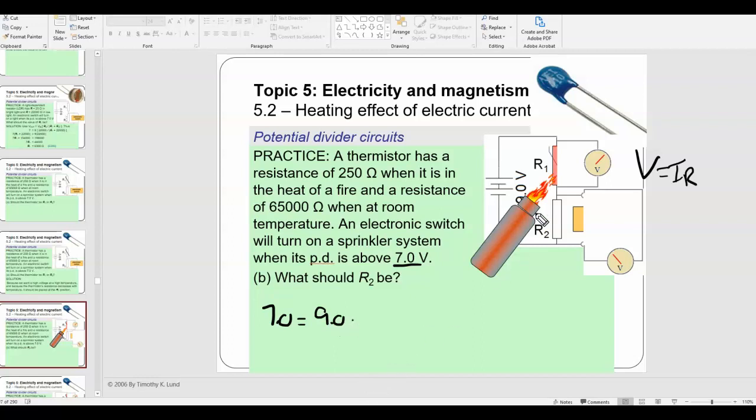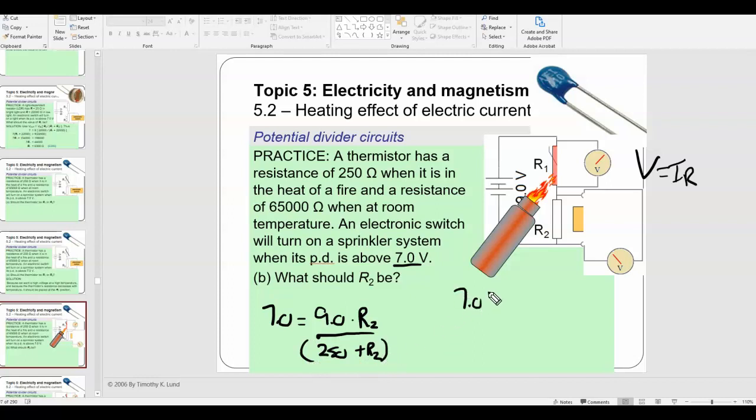Notice that R2 is our V out, and so I multiply by R2, and then I divide by R1 plus R2. But which of the two resistances do I use? Well, we only want this to happen if there is a fire, which means we need to use the resistance that would be there if there was a fire. So that would be 250 ohms plus R2, and now it just comes to doing some algebra.